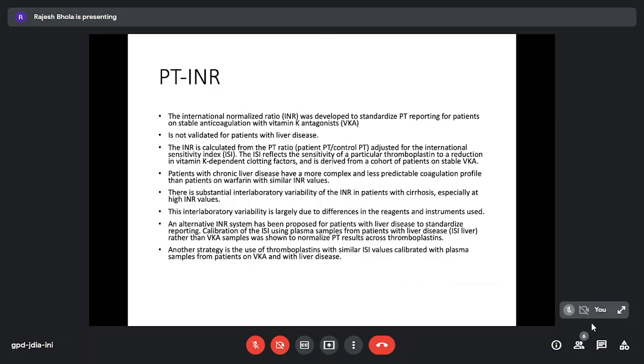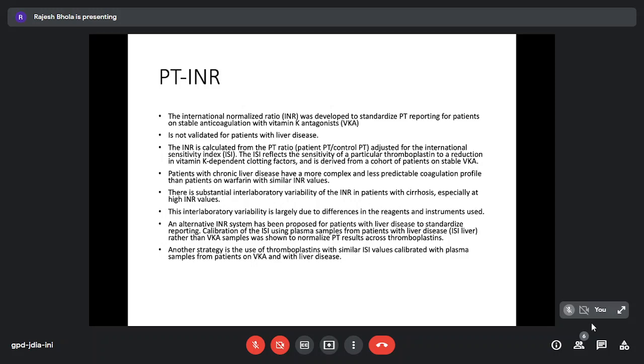It is calculated from a PT ratio that is adjusted for the International Sensitivity Index, that is ISI. The ISI reflects the sensitivity of a particular thromboplastin reagent, because PT reagents contain different types of thromboplastin, to a particular level of reduction in the vitamin K dependent clotting factors. It is usually derived from a cohort of patients on stable vitamin K antagonists. But patients with chronic liver disease have a more complex and less predictable coagulation profile than patients on warfarin with similar INR values. That is the reason there is substantial inter-laboratory variability, because different thromboplastins will have different sensitivity in different cirrhotic patients.